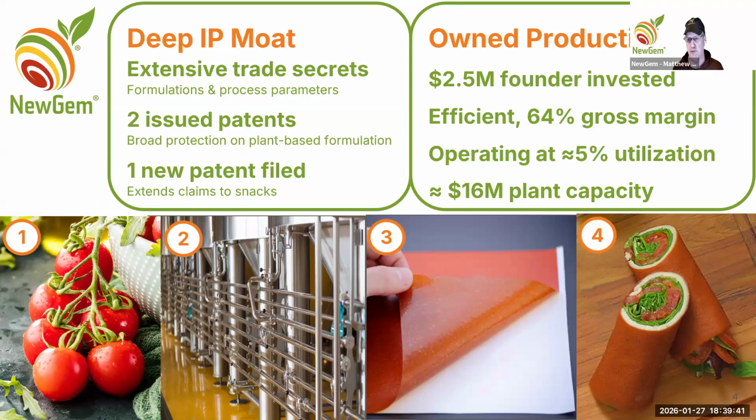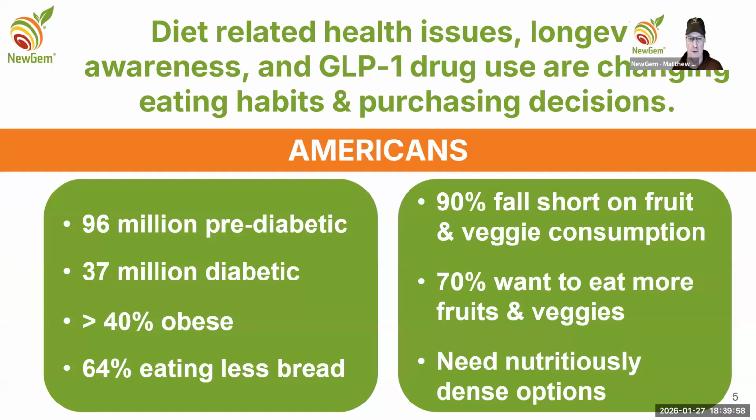We've invested $2.5 million into putting our production facility up. Doing our own manufacturing gives us a lot of operating leverage and a high gross margin. The plant has about $16 million of capacity, but we're only using about 5% of that. So we have a lot of capacity to grow into.